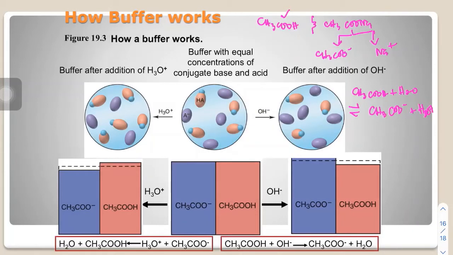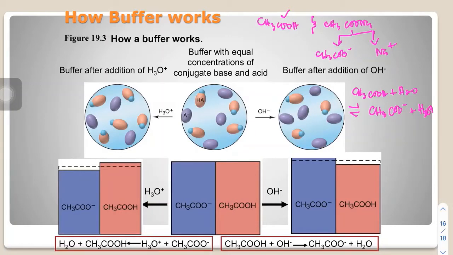So acetic acid is the weak acid, so acetate ion is the strong conjugate base. Acid, base. Okay, so in this buffer system, the concentrations are the same between acetate and acetic acid. What happens when a small amount of acid is added to the system is actually H3O plus ions being added.